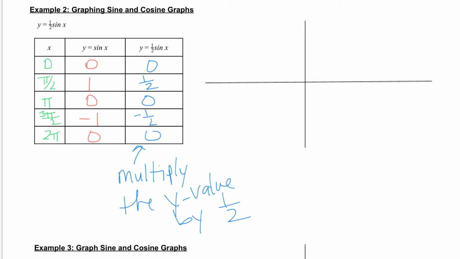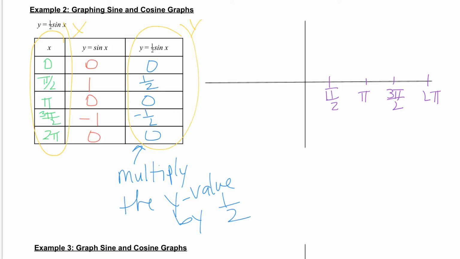Our ordered pairs that we are going to be using are going to come from this x value and this y value. So in our ordered pair, this is the x and this is the y. So let's set up our axes the way that we need it to look. So if we have 0, we have pi over 2, pi, 3 pi over 2, and 2 pi.